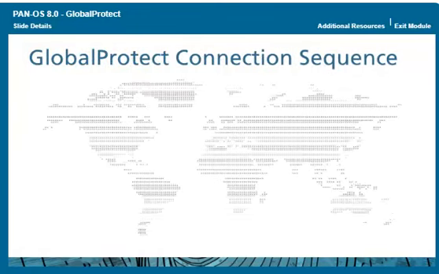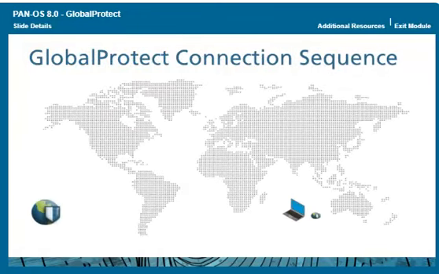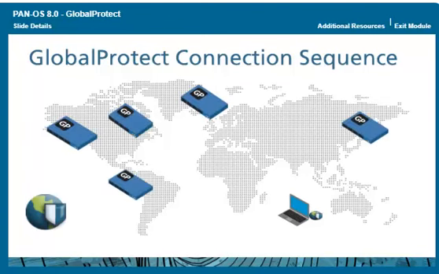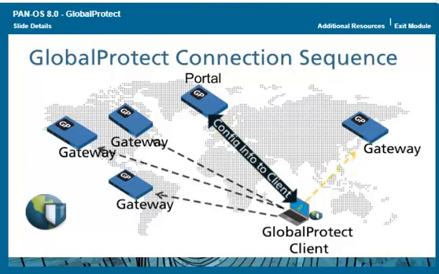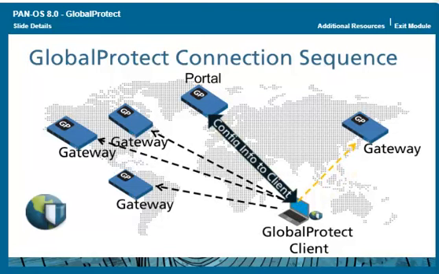The Global Protect connection sequence is as follows. The Global Protect client on the local system connects to the Global Protect portal for authentication. After authorization is confirmed, the portal sends the client configurations and a list of Global Protect gateways. The client connects to the best gateway, based on SSL response time and local priority, to respond to its connection request.